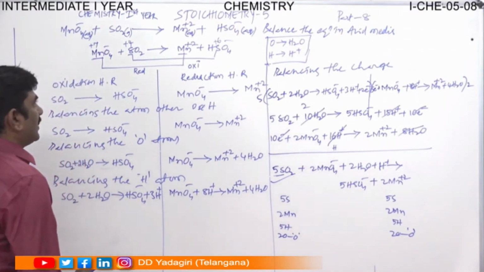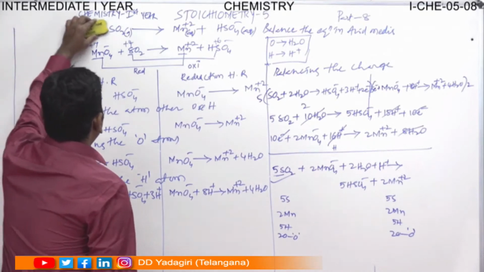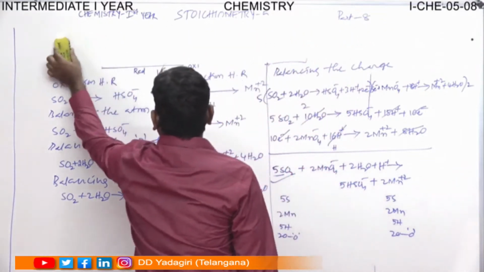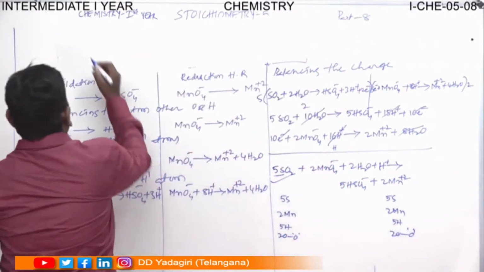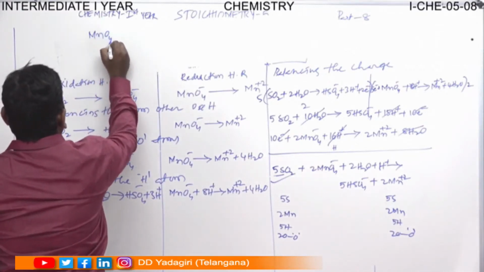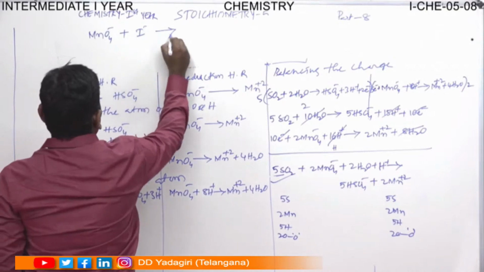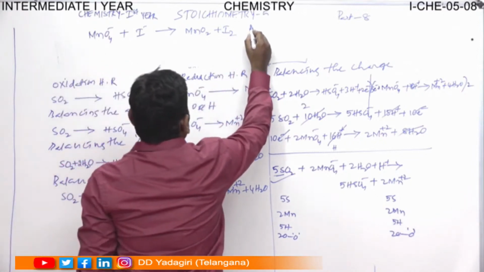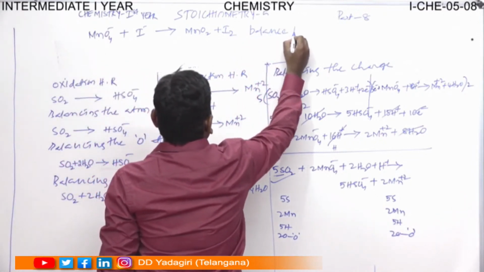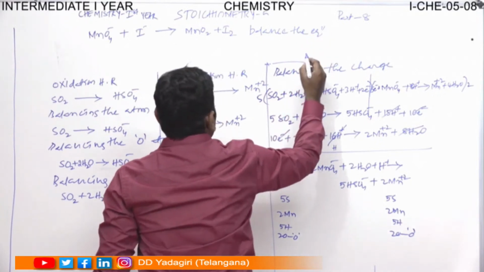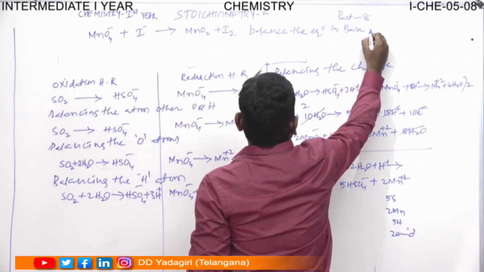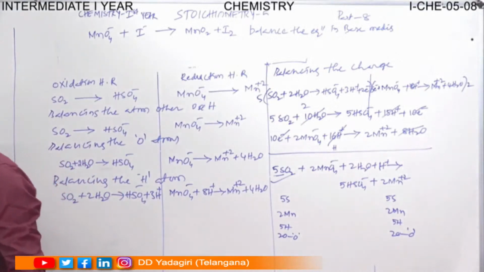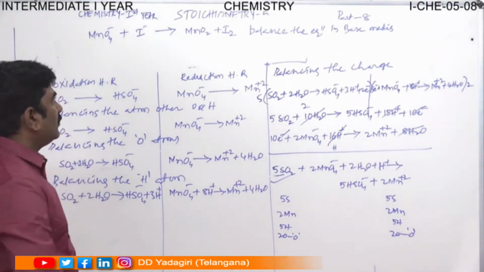Next, let us see one example in the base media. Let us do an example in base media. MnO4 minus plus I minus will give MnO2 plus I2. Balance the equation in base media.